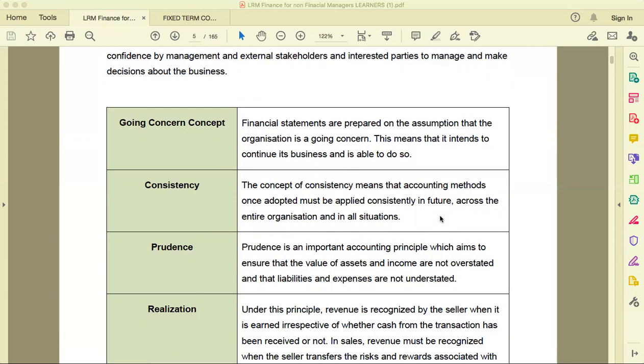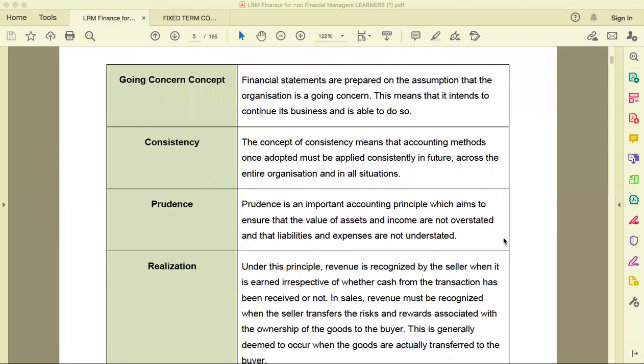Then what we have is something called prudence. Prudence is not just someone's name, it is also an accounting principle. So we need to make sure that when we say our assets are so much and our expenses are so much, it is a fair reflection. Don't ever overstate, because what happens then is that we open ourselves up to fraud.